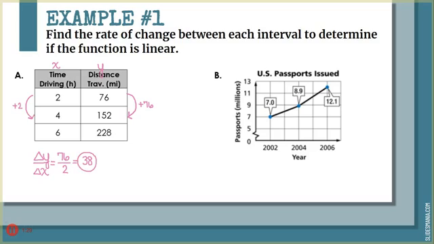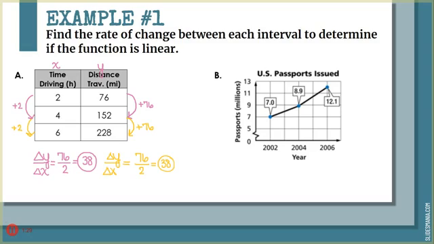Then I have to do that again. I'm going to look at my change in y's. What am I doing from 152 to 228? In this case, I'm adding 76. So my change in y is a positive 76. And then I'm going to put that over my change in x. And in this case, to get from 4 to 6, I'm adding 2 again. So if we notice, 76 divided by 2 is 38. Both rates of change were 38.